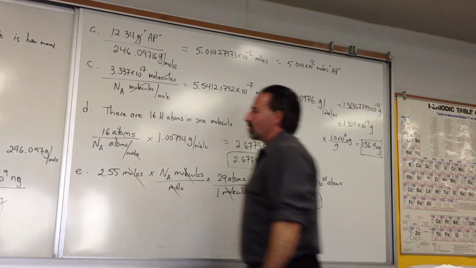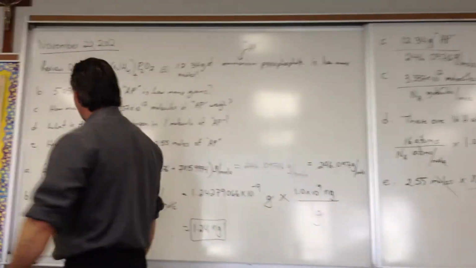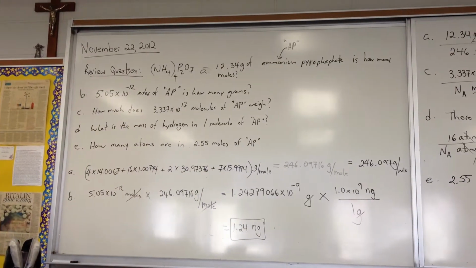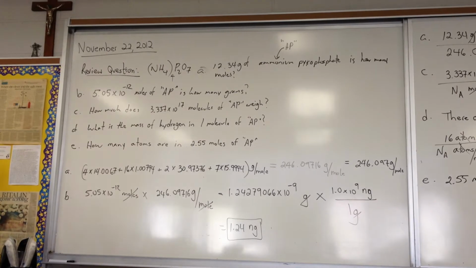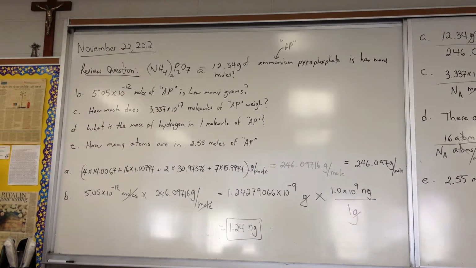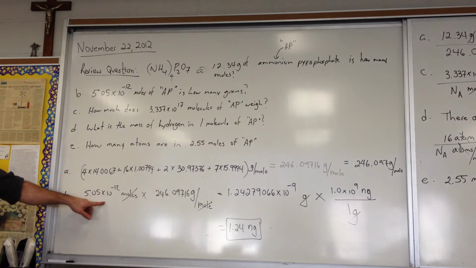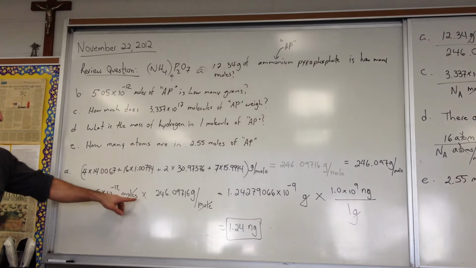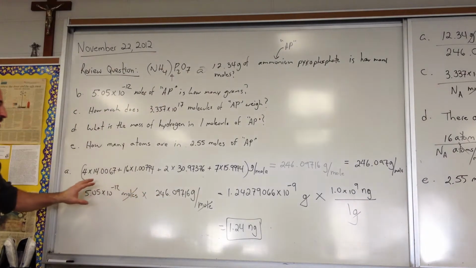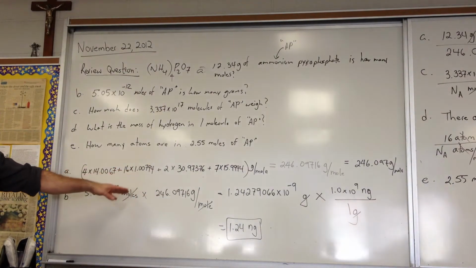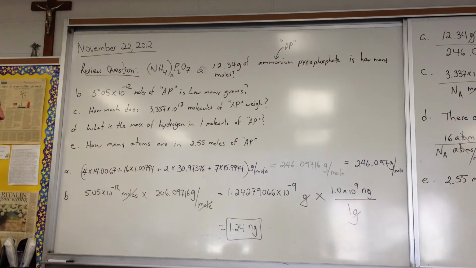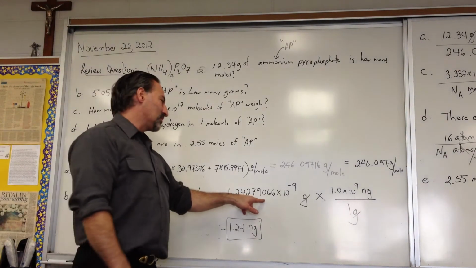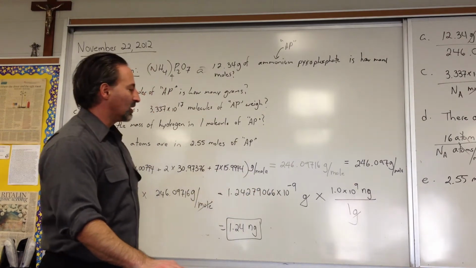Now the second question, we're going to go back to the first board again. It says 5.05 times 10 to the minus 12 moles of AP, so it's a very small amount of ammonium pyrophosphate. How many grams? We worked that out over here. 5.05 times 10 to the minus 12 moles times the molar mass. Now, the way I arrange this is so I can get grams. So I look at the units of the quantities involved. I want to get rid of moles, and I want to leave grams. So moles will cancel once I've multiplied them, and it'll be an answer in grams. Here's the answer in grams, 1.24 times 10 to the minus 9 grams.